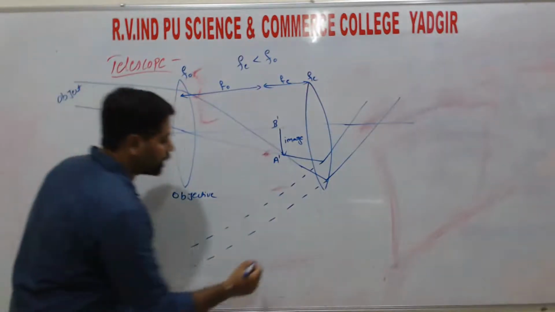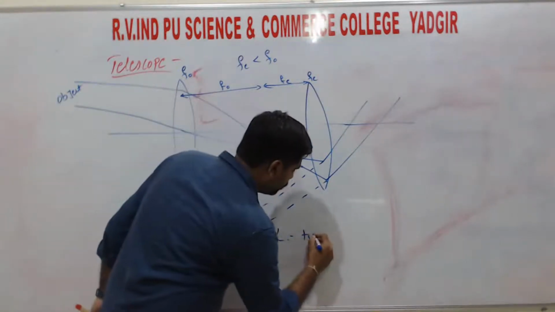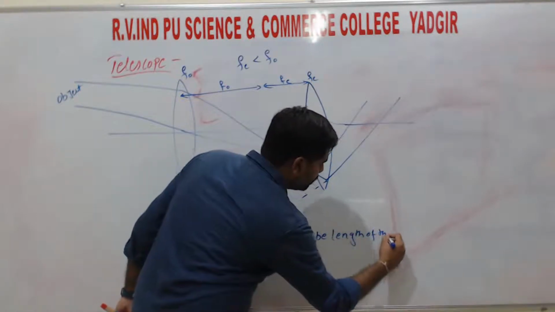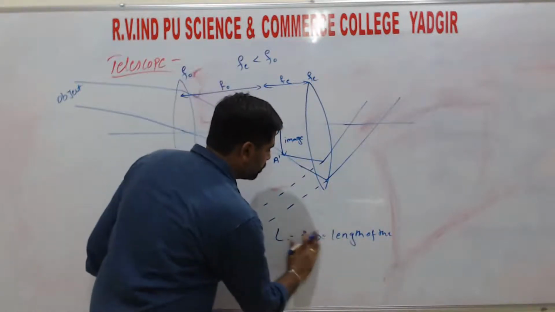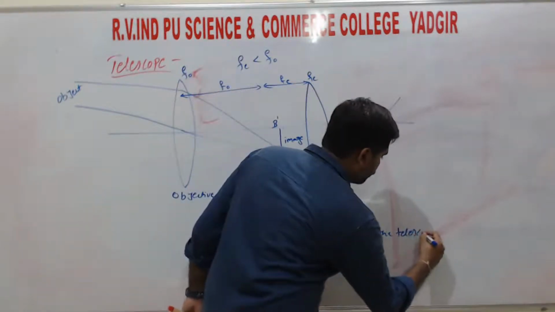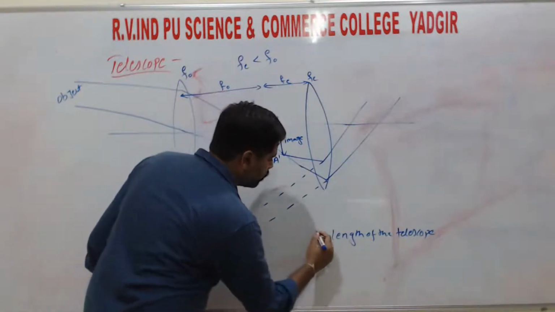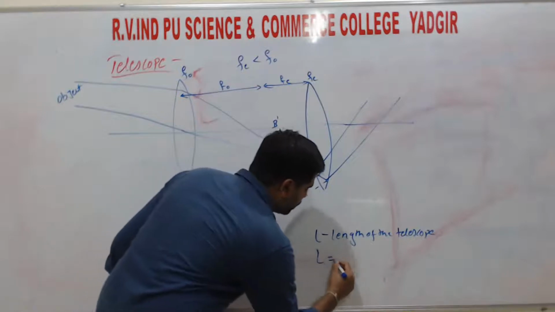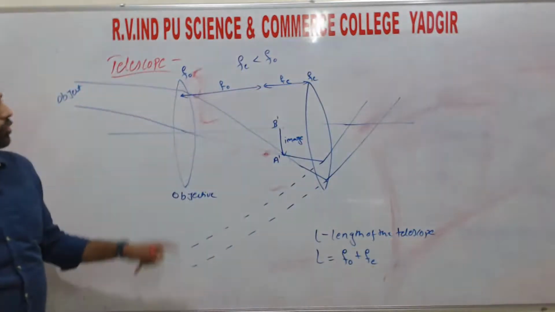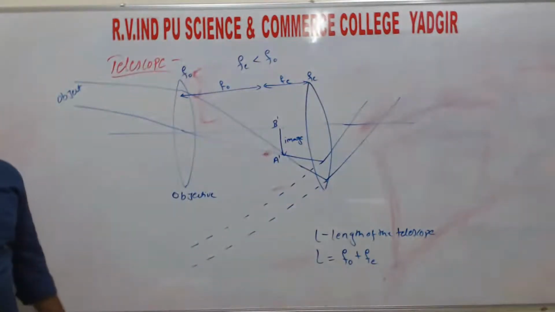So here one more term we get, L, that is the tube length, or length of the telescope. So where L is the length of the telescope, right? So L is equals to FO plus FE. So this total length is the length of the telescope, right?